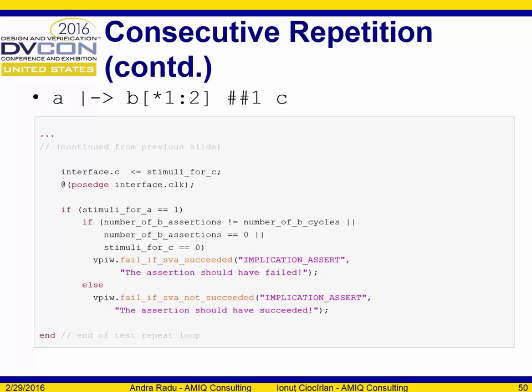and again, based on all the stimuli that we've provided up to now, we can start taking decisions. So again, we have a small decision tree here: if the SVA should succeed, if all the conditions are correct, so let's say the number of B assertions is the one that we've expected, the stimuli for C is correct, the stimuli for A is correct, we expect this whole temporal expression to work as expected. So the attached assertion should pass, otherwise we check that it should have failed here.